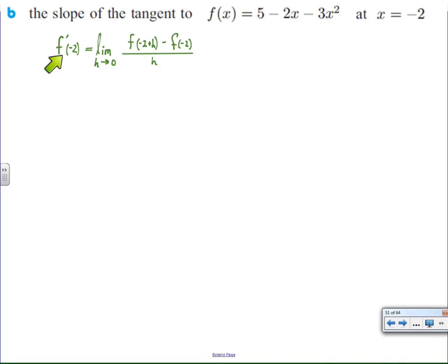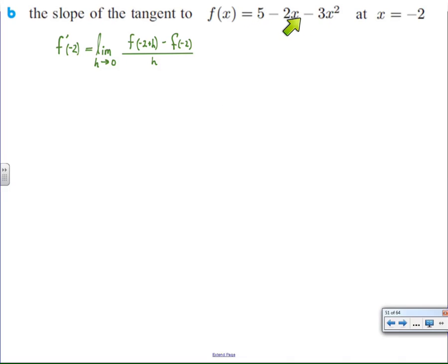So I begin by setting up my definition. The derivative, the slope of the tangent at -2, is the limit as h approaches 0. Don't forget that's a very important part of the definition. And here we have f of -2 plus h, which is an arbitrary distance away from x equals -2, minus f of -2, and we divide that by h. So the rest is substitution at this point.